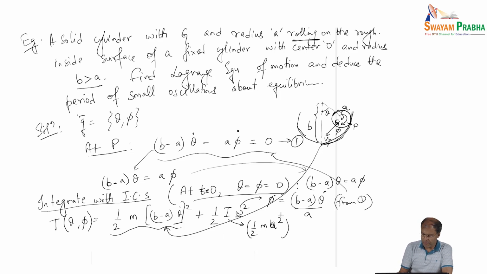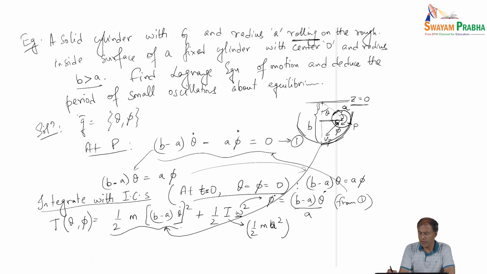Okay, so we plug all of this in, and now we have kinetic energy purely as a function of theta dot and phi dot. Further, we also have to worry about the potential energy of the cylinder. So the potential energy all depends. Let us say that the center of mass of the larger cylinder is at potential energy base 0.